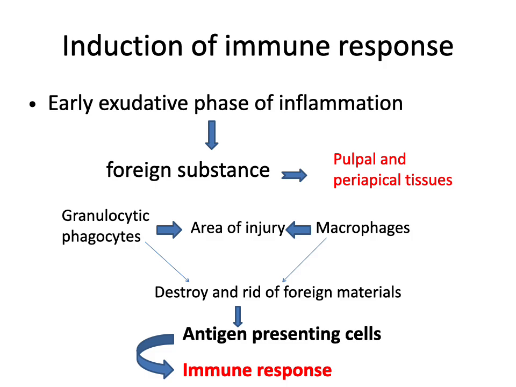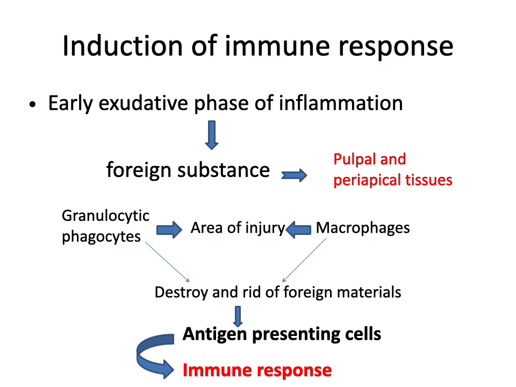During the induction of immune response, once there is an exudative phase of inflammation, there is a presence of foreign substance. This foreign substance will cause pulpal and periapical tissue inflammation. During inflammation, there is an area of injury present. In this area of injury, granulating phagocytes, that is the neutrophils and macrophages, will come into action. This will destroy and get rid of the foreign materials.